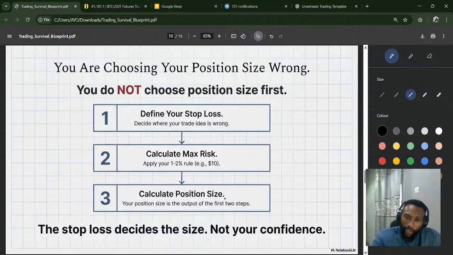Your position size is the output of these first two steps. The stop loss decides the size, not your confidence. Do you get that? It's your stop loss that decides your size, not your confidence.